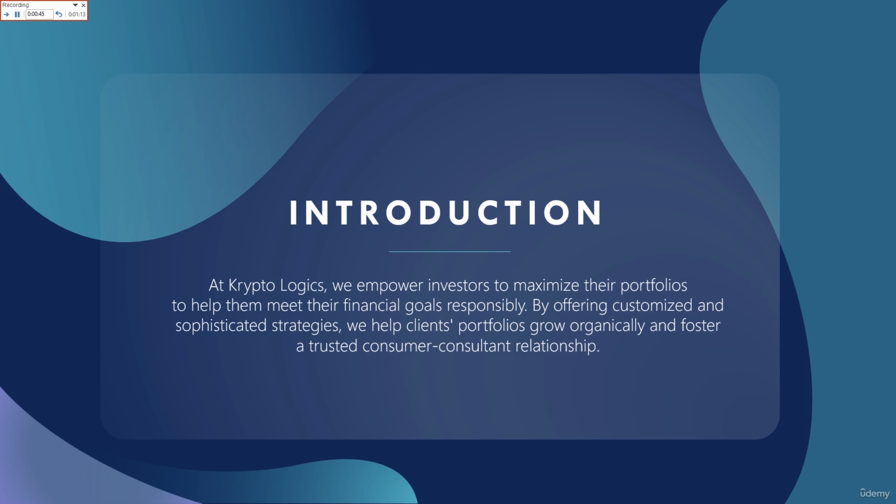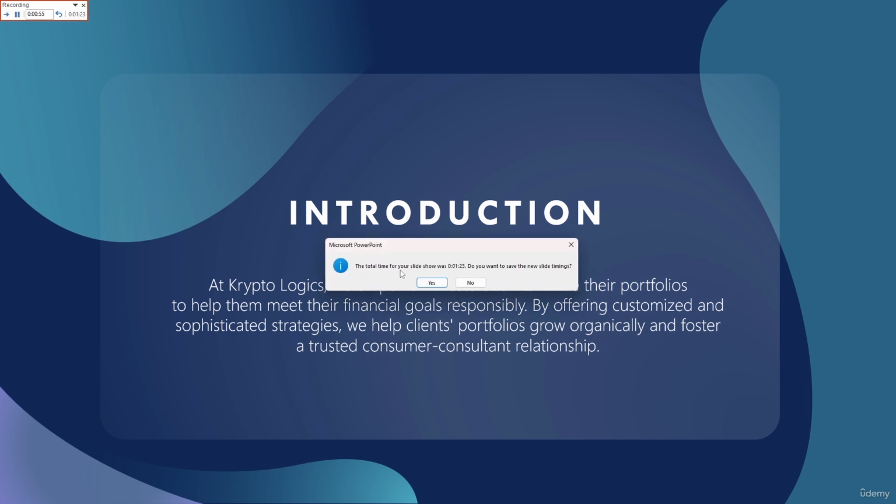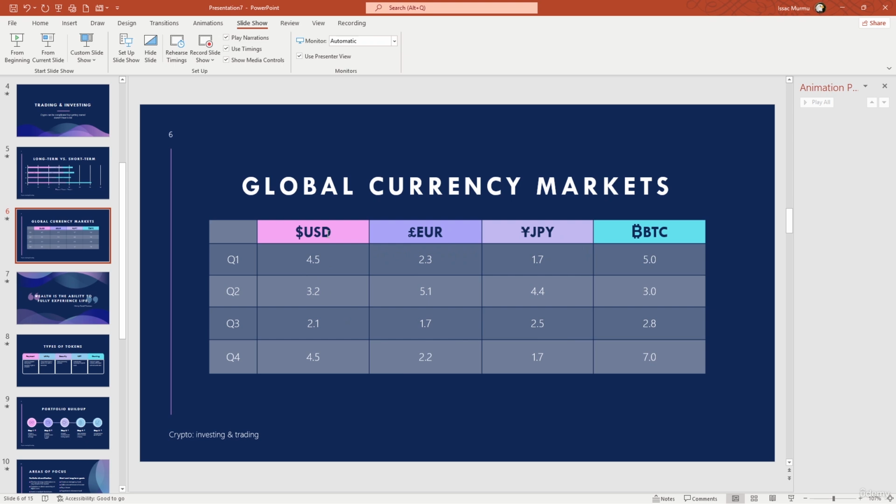Okay, so when you are done, you will have a complete timing sequence that can run your presentation automatically. Now here it says the total time for your slideshow is 1 minute 23 seconds. Do you want to save the new slide timings? I can just save it. Okay, so now it's saved.